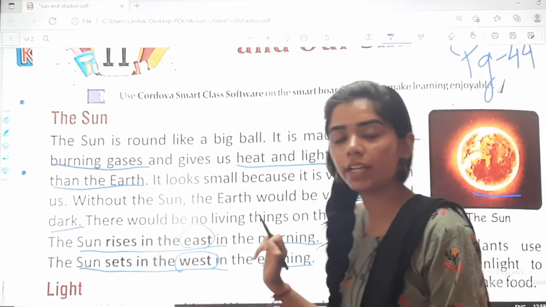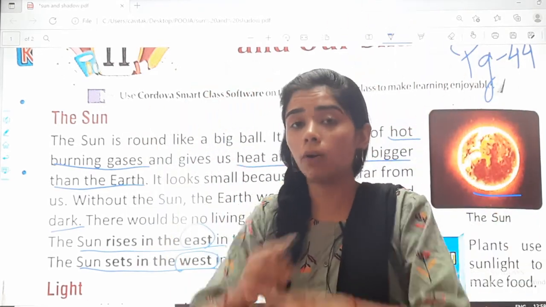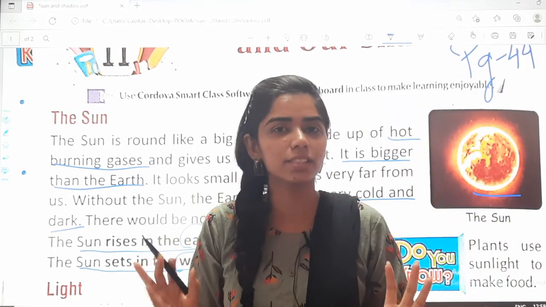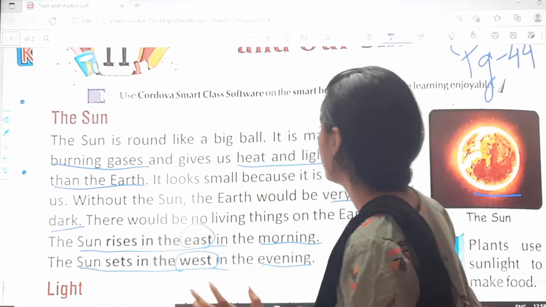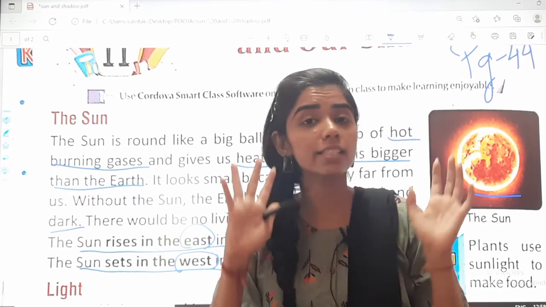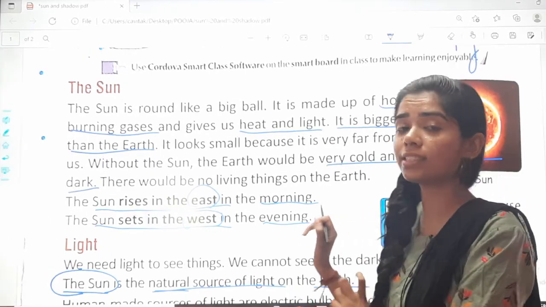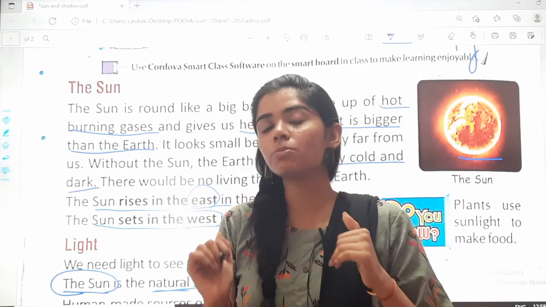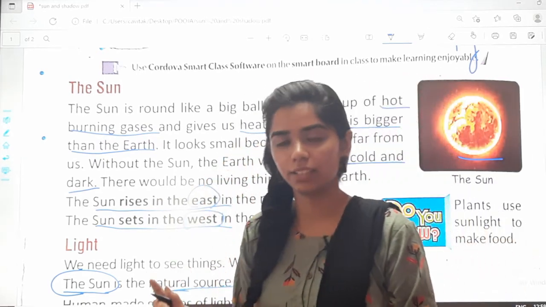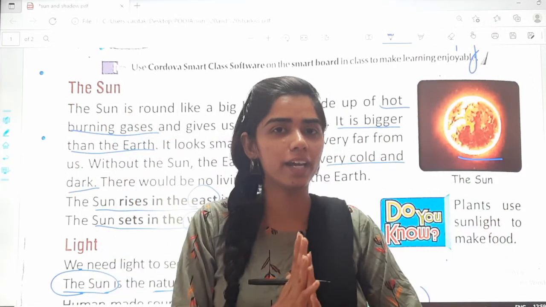See, we studied about the sun. That is, the sun is round like a big ball, round in shape. It is made up of very hot burning gases. And it gives us heat and light. Then we also studied that the sun appears to be small when we see, but in reality it is bigger than the earth. Okay, sun का जो size है वो हमारे earth से बहुत बड़ा है.